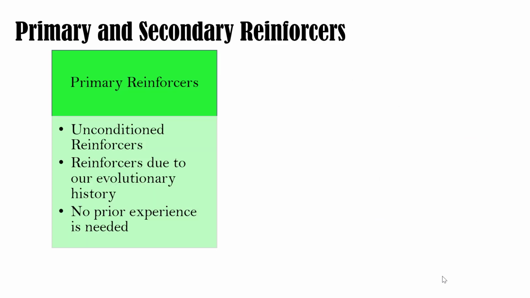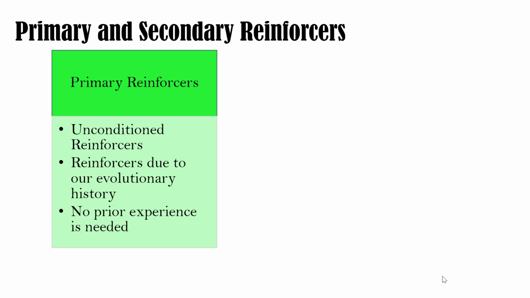Now we typically have two main categories of reinforcers. We have primary and secondary reinforcers. Primary reinforcers are often called unconditioned reinforcers, and those two terms are typically substitutable for each other. So you'll hear it be called primary reinforcers or unconditioned reinforcers. They both mean the same thing.